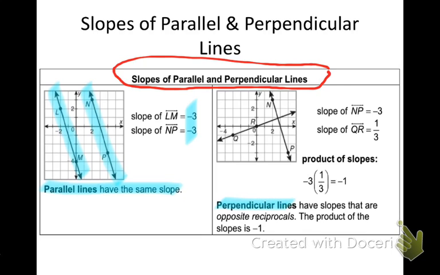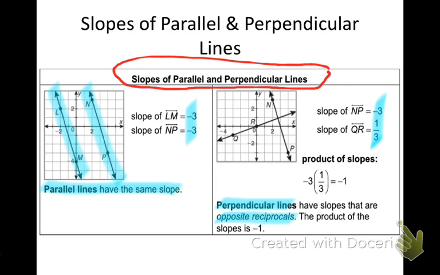Perpendicular lines have what would be called opposite reciprocals, which is the same thing. I think last year I used the term negative reciprocals. So they would have opposite signs, one negative, one positive, and they are reciprocals of each other. A lot of times I say "refliprical," because we just flip the numerator and denominator.